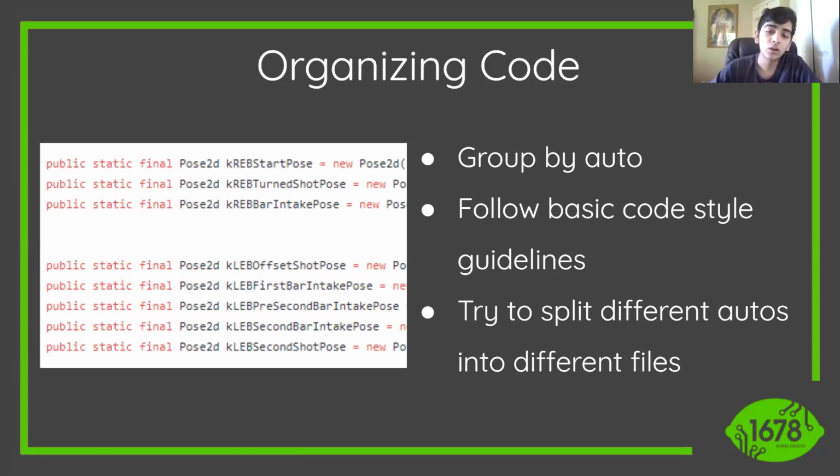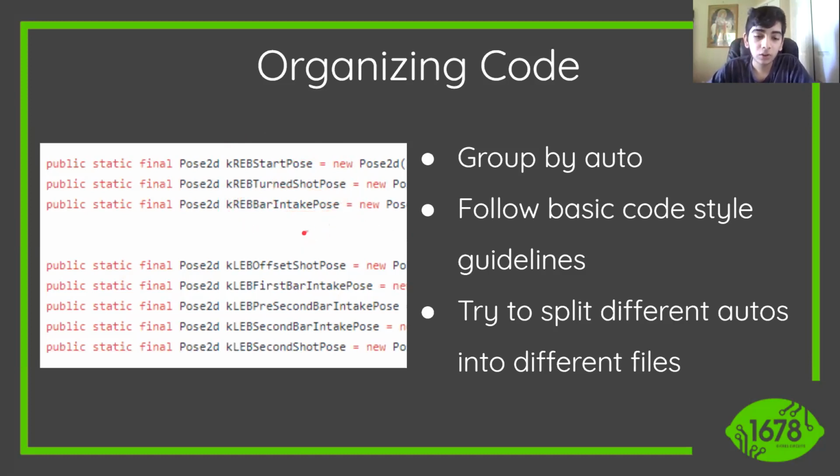So because of this, a lot of our auto coding comes in organization, right? Here's an example of some of the organization that we had for our autos. These are all Pose2Ds, which are basically points that have a direction. They're vectors that we create. And we basically have a starting pose, a shot pose, and an intake pose.